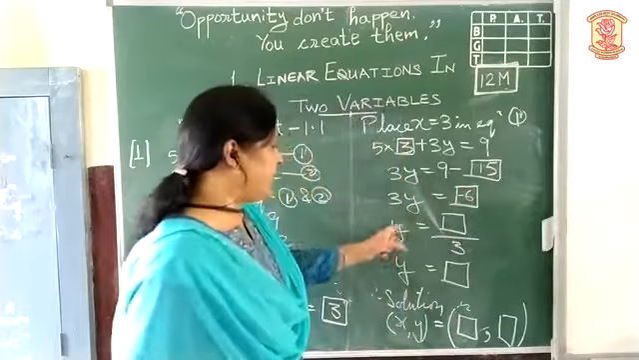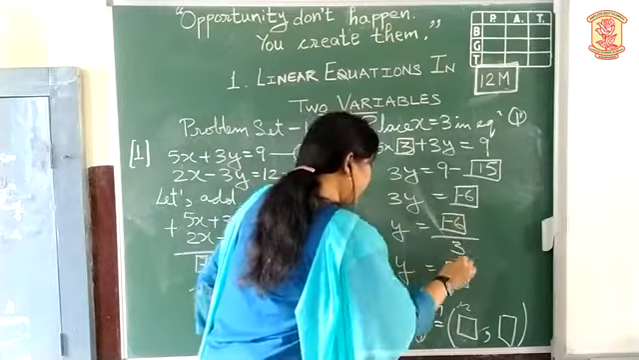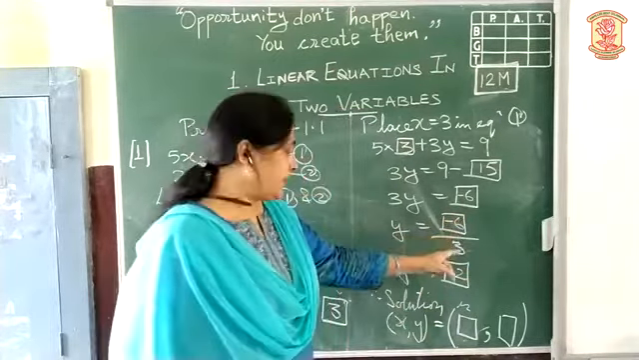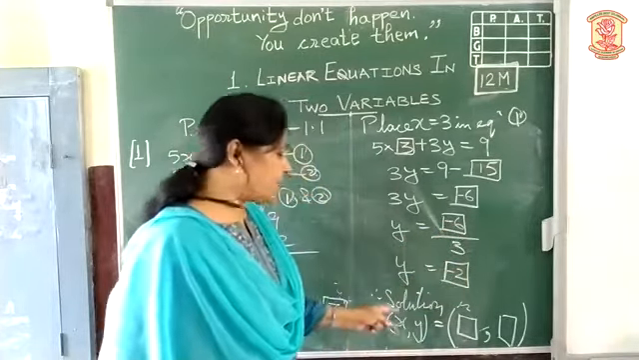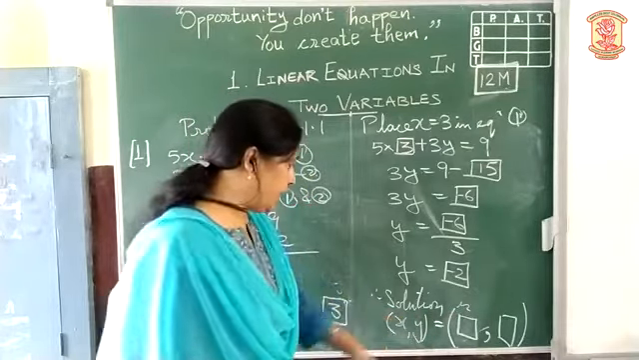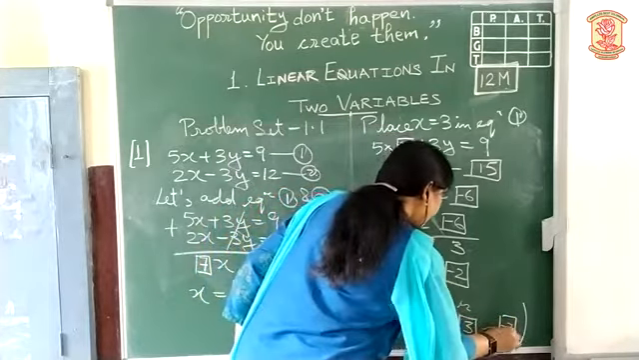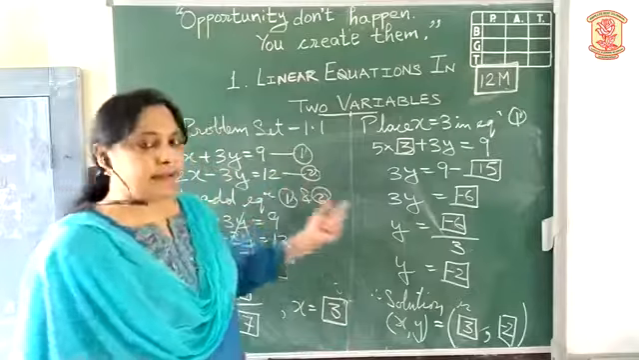So the value of y will be minus 6 upon 3. So y will be minus 6 divided by 3. 3 1s are 3, 3 2s are 6. So y is minus 2. So what is the solution of this simultaneous equation? x is 3 and y is minus 2. So that's the end of this problem.